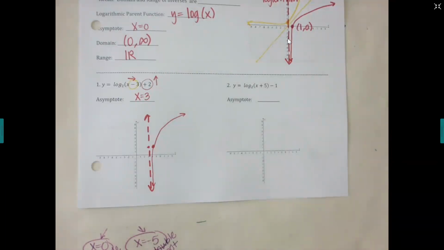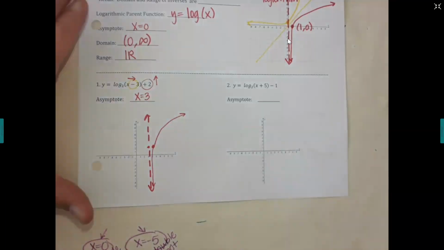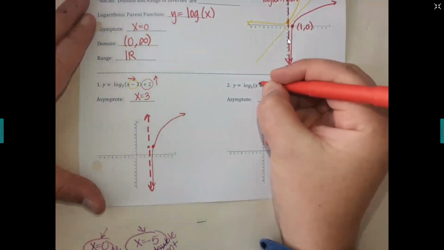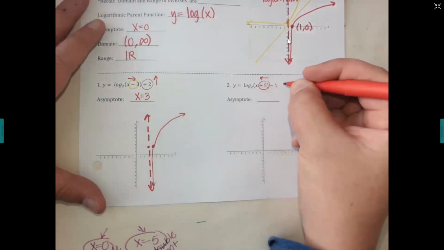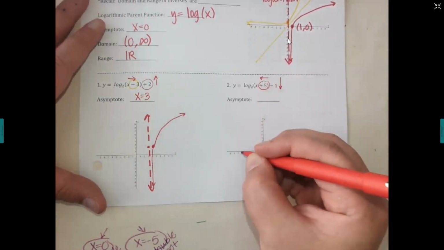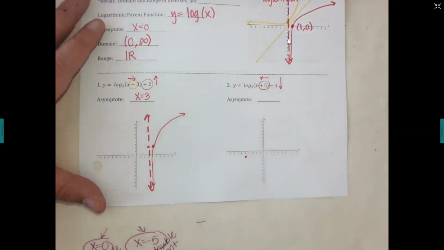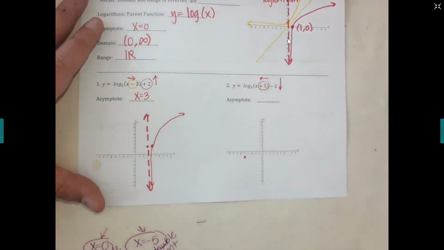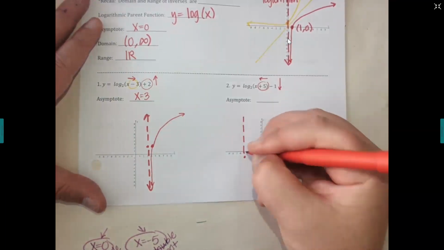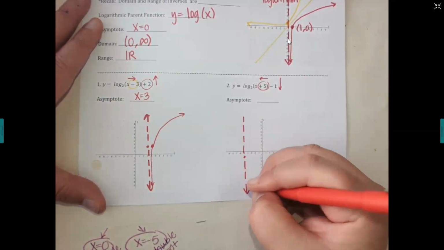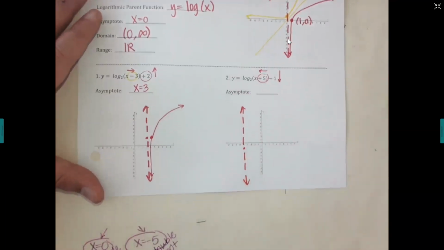Okay, take a look at one more of those. Look at number 2. I have a +5. Which way are we going? To the left, and -1, we're going down. So left 5, down 1 is here. And then remember, logs get a vertical asymptote. You can kind of remember that because logs come from trees and trees are up and down. Okay, so there's your log asymptote.